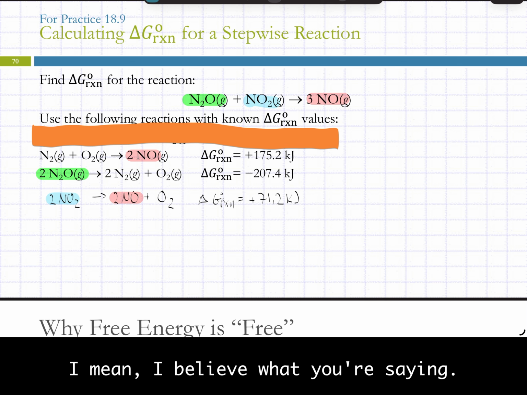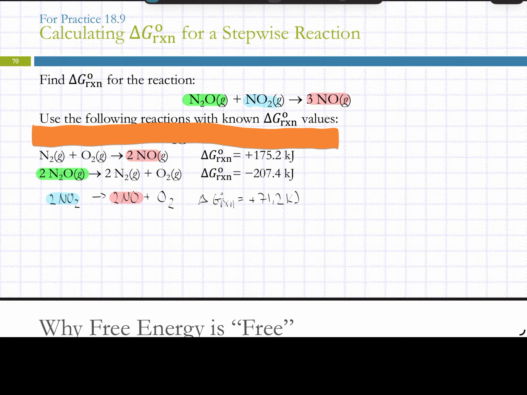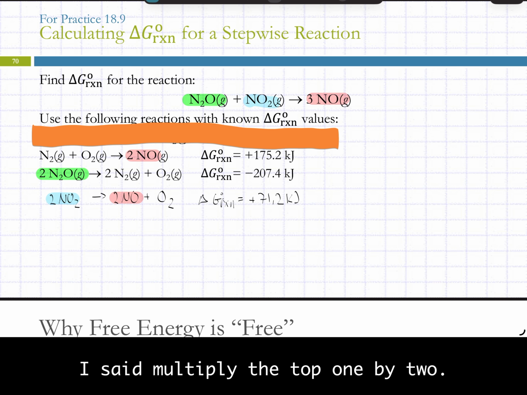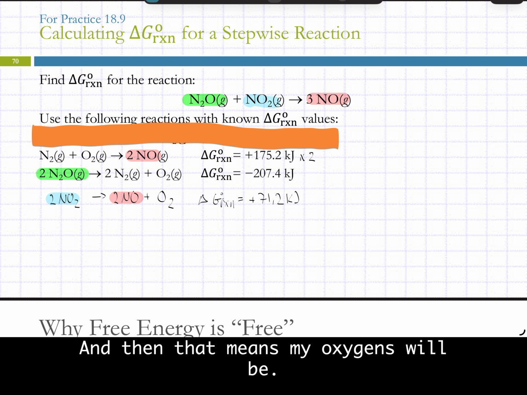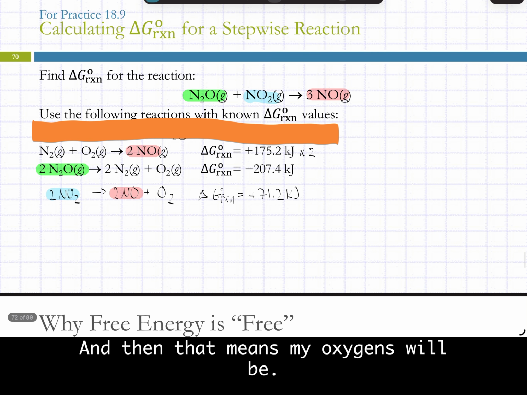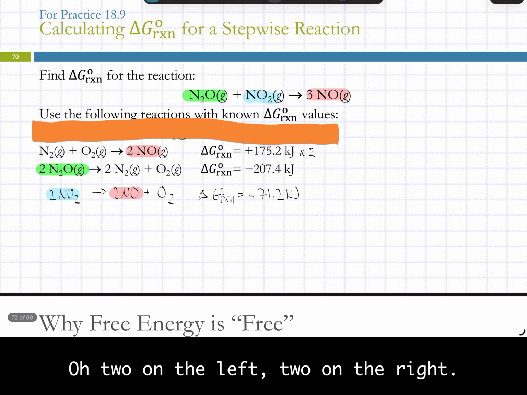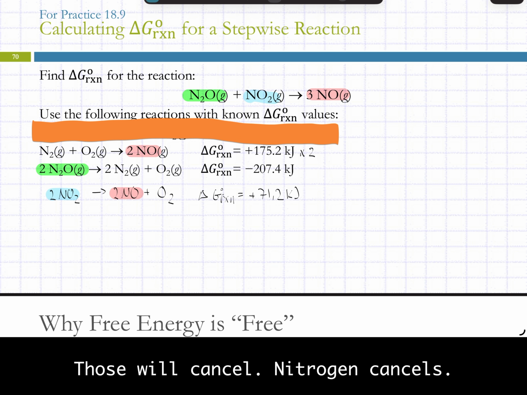I mean, I believe what you're saying. You said multiply. Oh, you said multiply the top one by 2. Yeah, because that'll cancel out the nitrogens. And then that means my oxygens will be 2 on the left, 2 on the right. Those will cancel. Nitrogen cancels.